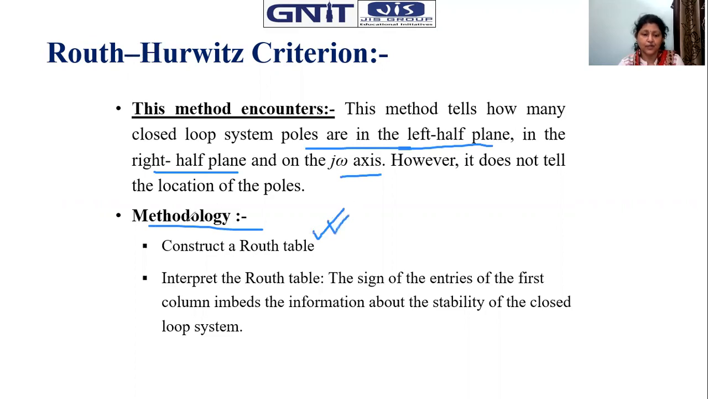So first of all, we need to construct a table, and that will represent basically the Routh array. The first column of that table is basically representing the Routh array. So we need to first construct a Routh table. That is the first step.